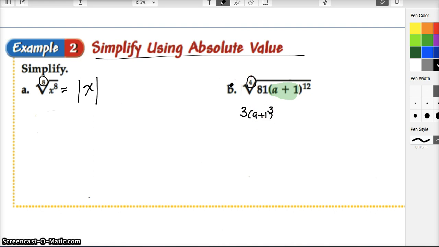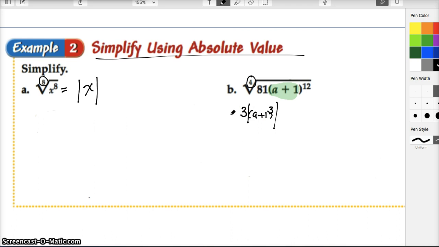Now here's why we've got to put absolute values in this thing. Remember, when I take the even root, I'm always going to have a positive answer. That's just what it's going to be. However, (a plus 1) to the third power, if a was like -6, this is going to be a -5. -5 to the third power is actually a negative number. Multiply that by the 3, and this thing is negative. And remember, I said every time we have this even index, it's got to be positive. So I've got to throw absolute values around the part that could be negative.